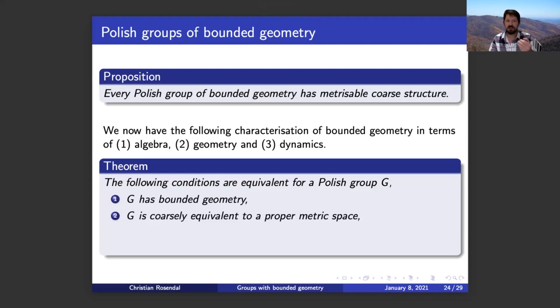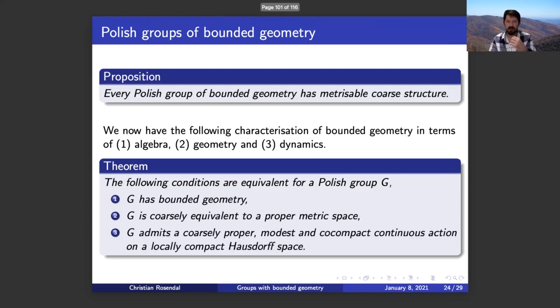is equivalent to the group being coarsely equivalent to a proper metric space, so a metric space whose closed balls are compact. And again, it's also equivalent to the dynamical condition that the group itself admits a coarsely proper, modest, and co-compact continuous action on some locally compact Hausdorff space. Essentially, what I said previously implies that three gives you one, but it's really the construction of this action from bounded geometry which is the non-trivial part of the affair.